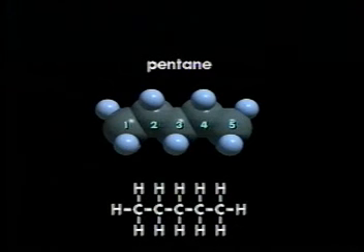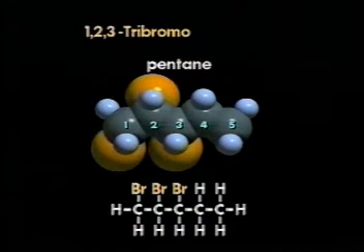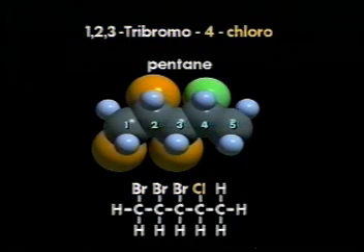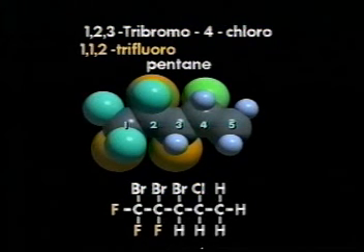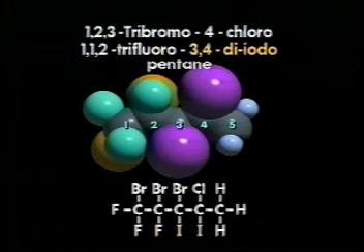Start with the pentane chain, and we name them in alphabetical order. 1, 2, 3, tribromo, 4, chloro, 1, 1, we say the 1 twice, so it's 1, 1, 2, trifluoro, 3, 4, diiodopentane.